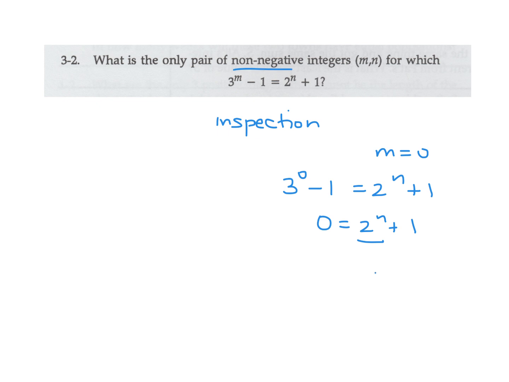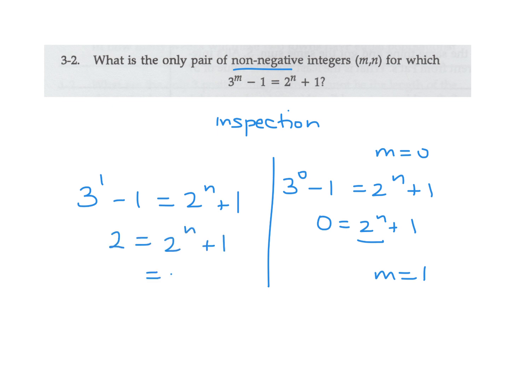Okay, no problem. Let's try m equals 1. Then that becomes 3 to the power of 1 minus 1 equals 2 to the power of n plus 1. That's 3 minus 1, which is 2, equals 2 to the n plus 1. So 2 to the n is 1, and that is true if n is 0. So there we go. m, n is 1, 0. And that works.